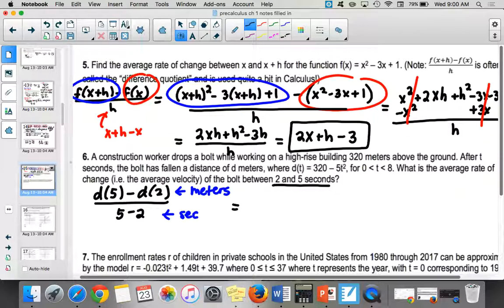So we're going to find each of those. So we're going to find d of 5. So 320 minus 5 times 5 squared. So we get 195. Did you guys get 195? Check my work. All right, and then d of 2. So 320 minus 5 times 2 squared, all over 3. So 195 minus 300 is negative 105 divided by 3. So it's negative 35, and our units would be meters per second.